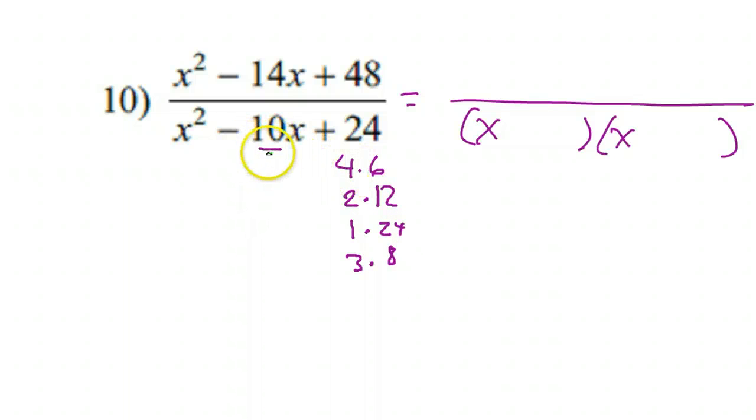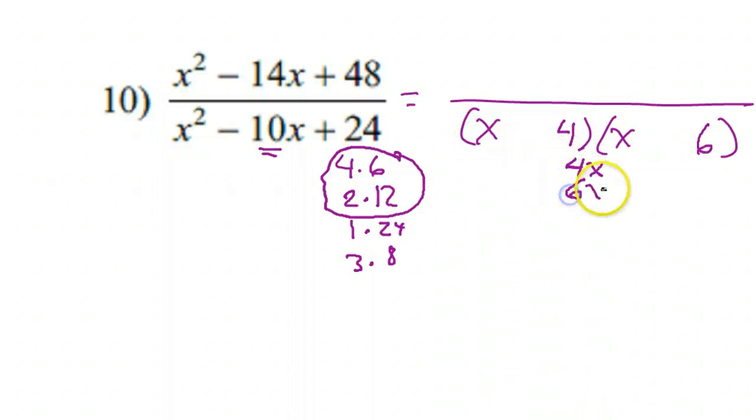Anyway, based on the 10, either one of these could make a 10. Let's try the 4 and 6 first. If I do the 4 and 6, I'm thinking, oh, look, there's a 10. Inner plus outer has to give me the middle. Inner, I have 4x. Outer, I have 6x. If I want to get a negative 10, both of these have to be negative. Will that give me a positive 24? Yes, because a negative times a negative is a positive. So that's how you factor it.